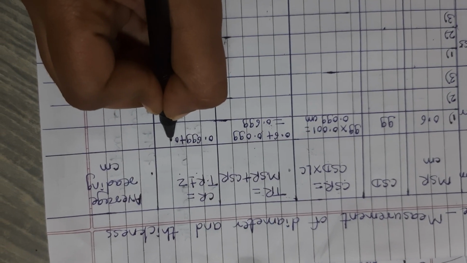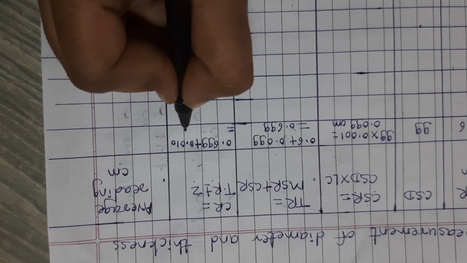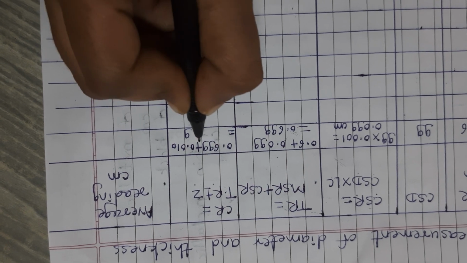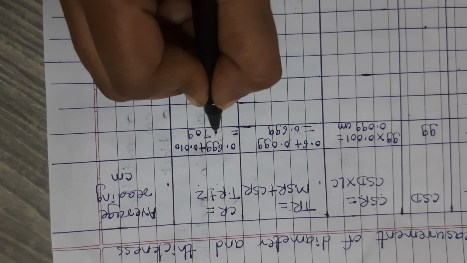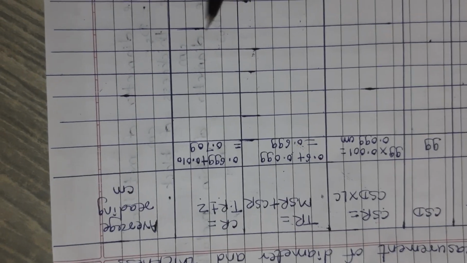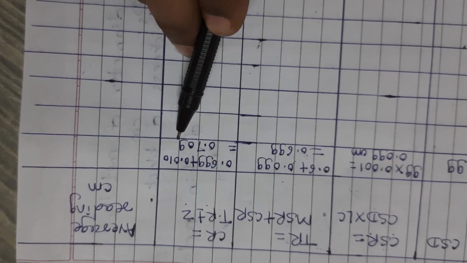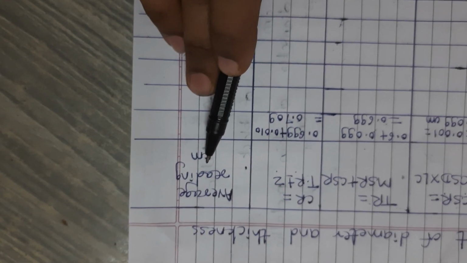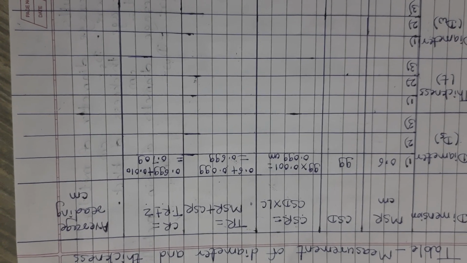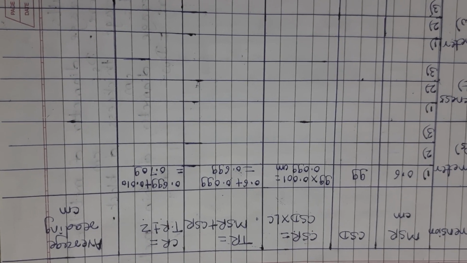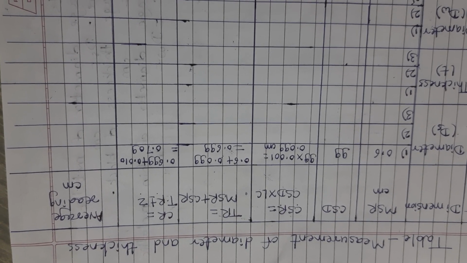So 0.699 plus 0.010. Then making the total, we get 9 as it is. 9 plus 1 we get 0. Then 6 plus 1 is 7. Therefore we get that the corrected reading is 0.709. Then we have to find the average reading, and as we know, if we measure 2 times or 3 times, then we get the average, and therefore for the same object we have to take the second and third reading.